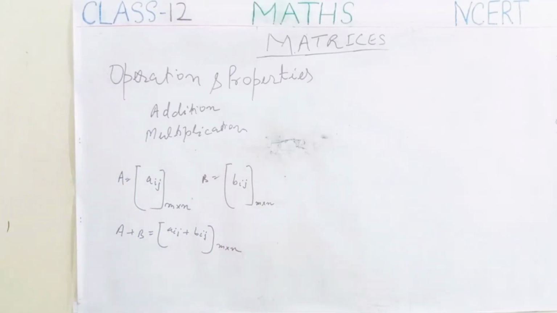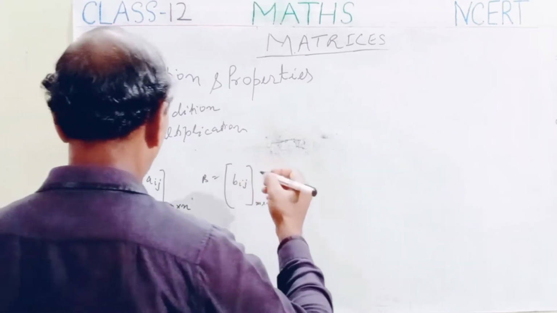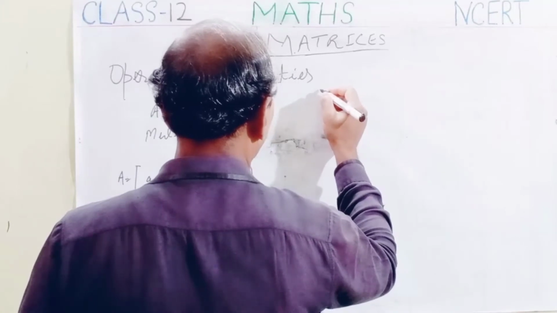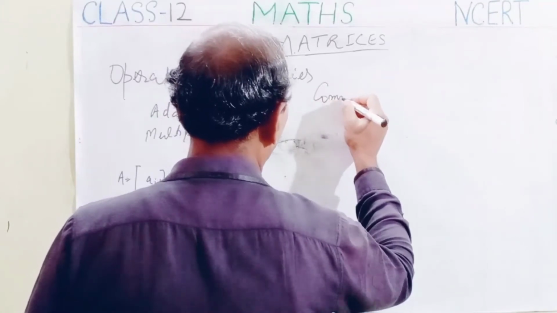Now in addition, we will see some properties. We have the commutative property. The first property of addition is the commutative property.